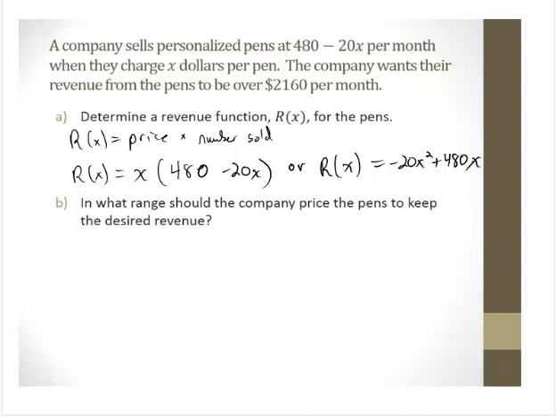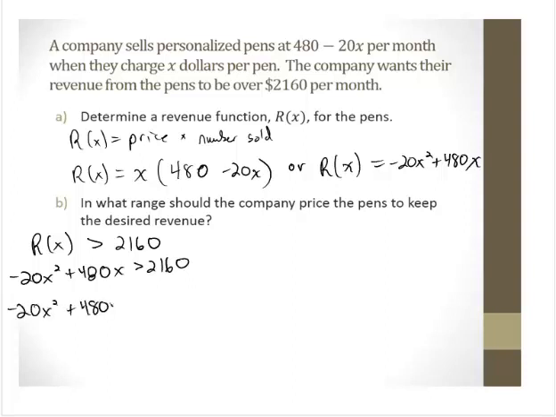Part B asks us, in what range should the company price the pens to keep the desired revenue? They want the revenue to be over $2,160 per month. So we want the revenue, R of x, to be greater than 2,160. So then negative 20x squared plus 480x needs to be greater than 2,160. Putting that in standard form, negative 20x squared plus 480x minus 2,160 is greater than 0. So now we want to solve this.